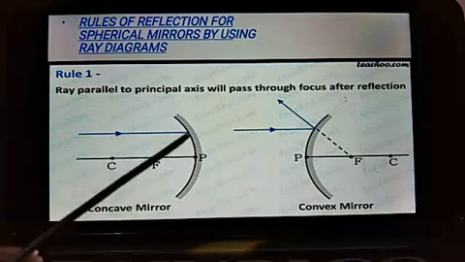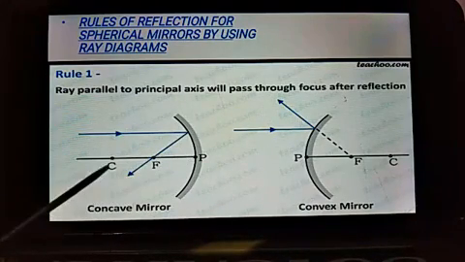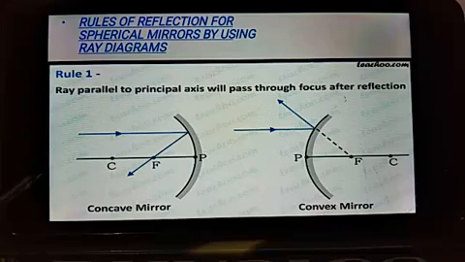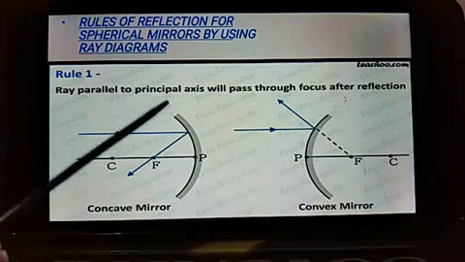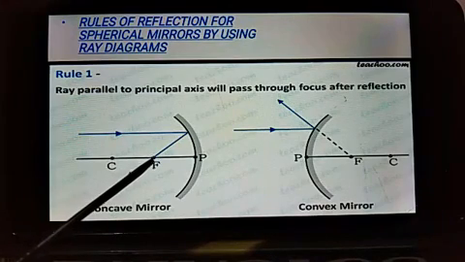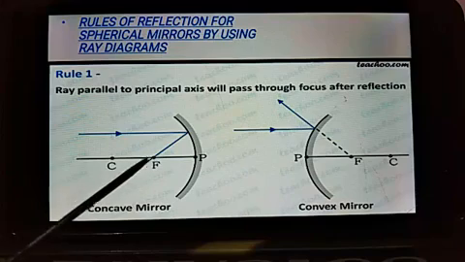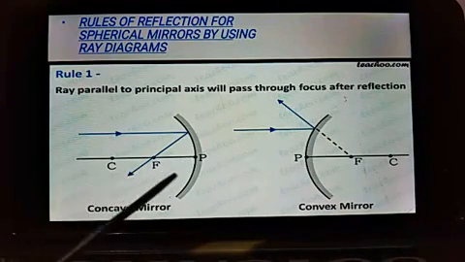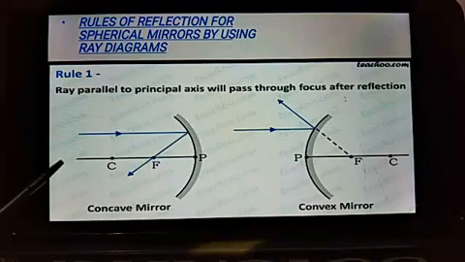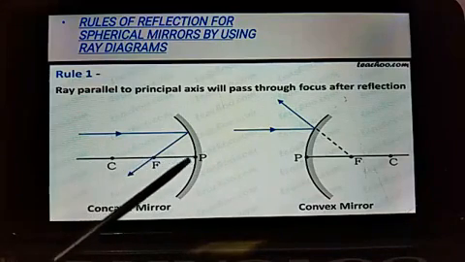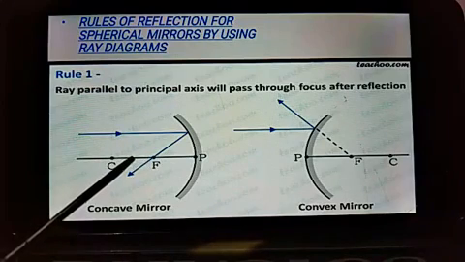First was the pole, P, which was the center of the mirror. Second was the center of curvature, C, which was the center of the imaginary sphere of which the mirror is a part. And the focus. The focus is the midpoint of C and P. So this was C, F and P of the concave mirror. Now there was an imaginary line passing through C, F and P, and this imaginary line was called the principal axis.